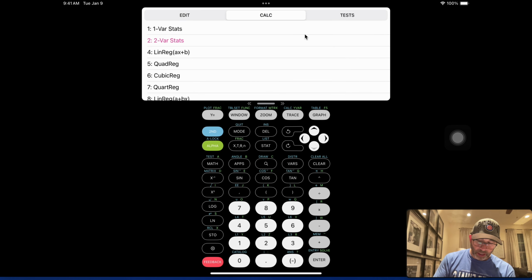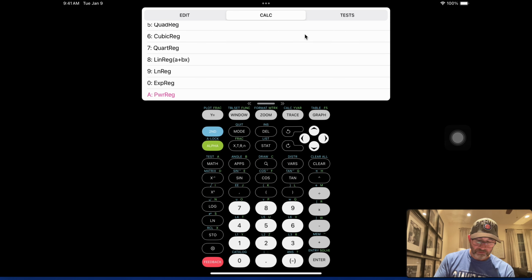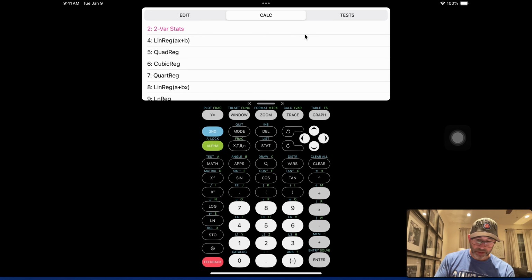Okay. And for this one, we're going to get... nope, that's the wrong one. Sorry. I don't think a plus b natural log n is a regression that we actually have on this calculator.